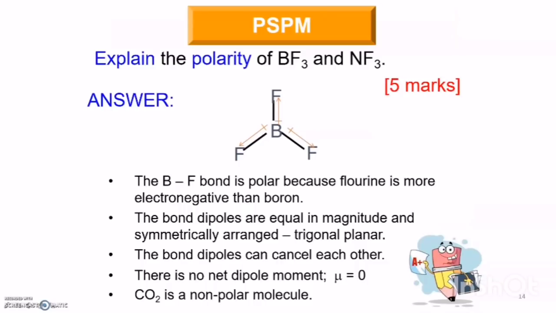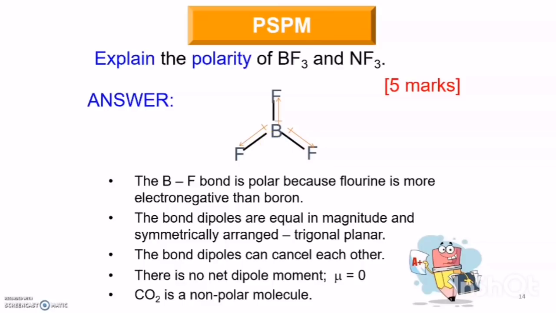For another example, the previous PSPM talked about polarity, discussing BF3 and NF3. Okay. So for BF3, we observe that the B-F bond is polar, because fluorine has a different electronegativity from boron, being more electronegative than boron. Bond dipoles are equal in magnitude. Symmetrically arranged, we have trigonal planar. So the bond dipoles cancel each other. The net dipole moment mu equals 0.